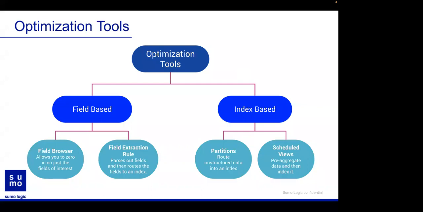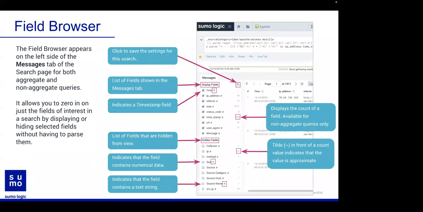You can use these, and there are really 2 big benefits of using field extraction rules. As we ingest data into Sumo Logic, a field extraction rule will parse out those fields and make them available in the field browser. That means the users don't have to parse the fields out themselves. They're already available in the field browser so that users can see what's going on. So let's talk about those field-based tools, both field extraction rules and the field browser.